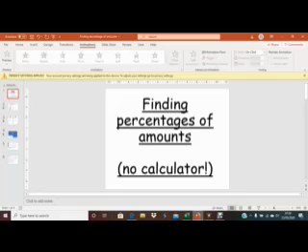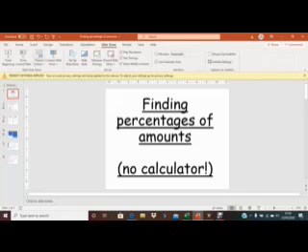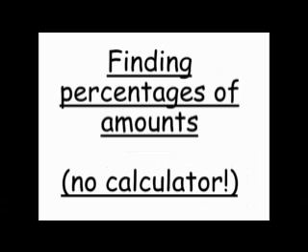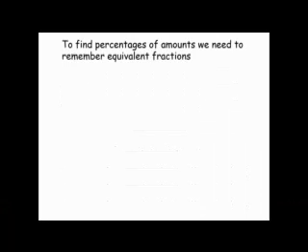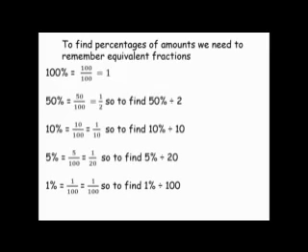So we're going to look at finding percentages of amounts without a calculator, so no calculators for this. To find percentages of amounts, we need to remember equivalent fractions. So here 100% is just the same as 100 over 100, which is a whole one. 50% is the same as 50 over 100, which is a half. So if we want to find 50% of something, we divide by 2.